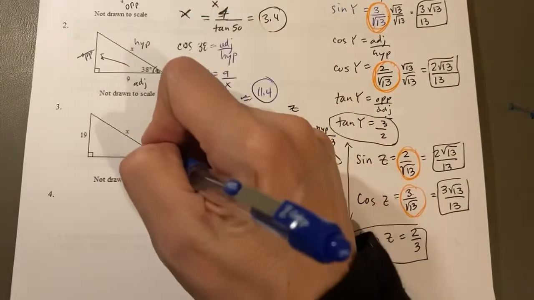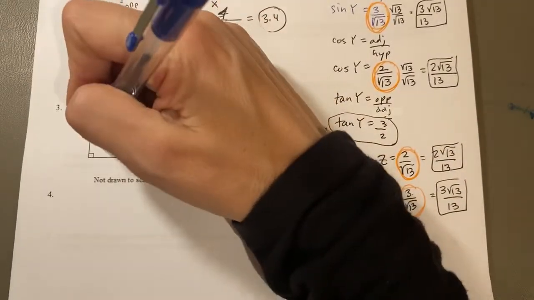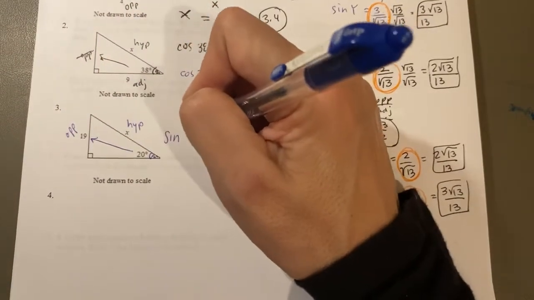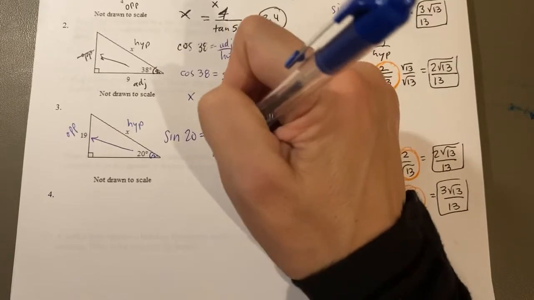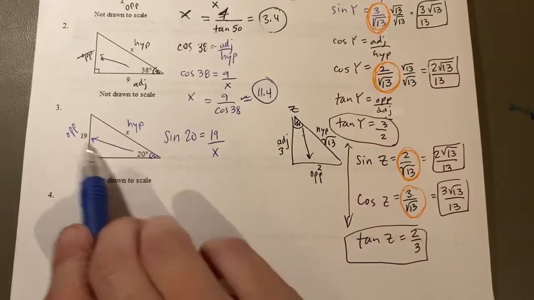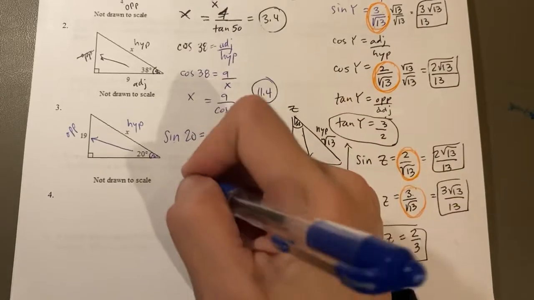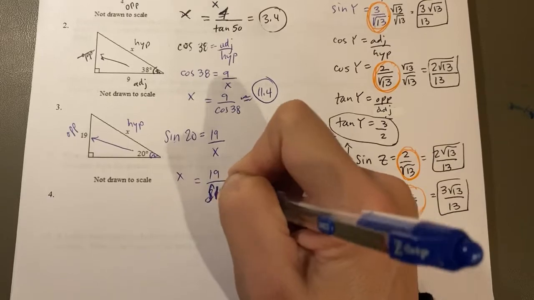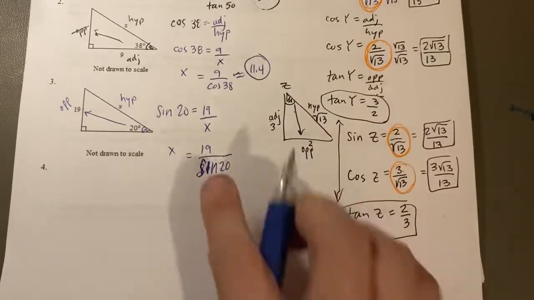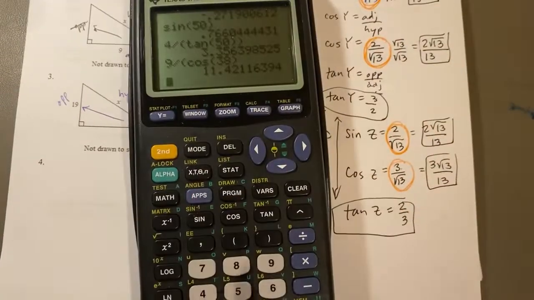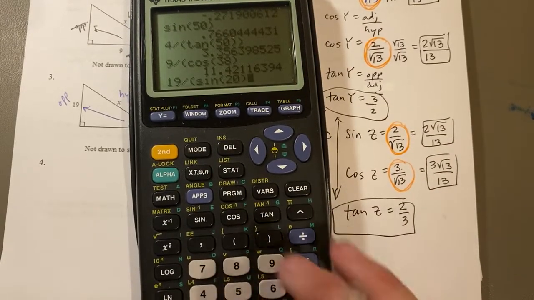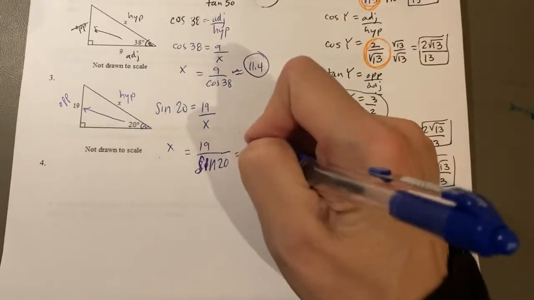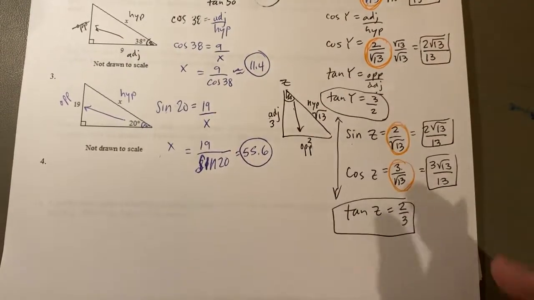Okay, one more here on the front. That's my reference angle, so that's opposite, hypotenuse. So I'm going to pick sine. The sine of 20 is 19 over x, because the sine is equal to opposite over hypotenuse. So I'm going to swap these. And so my answer is whatever 19 divided by the sine of 20 is. So 19 divided by the sine of 20. 55.6. Okay, 55.6. Awesome.